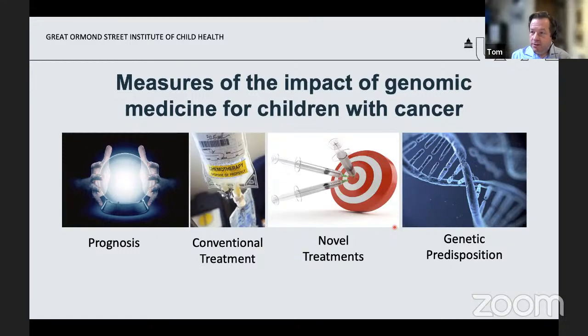A lot of the diagnostic changes we're interested in will change conventional therapy. It will change the radiotherapy regime. It will change the chemotherapy they get. Obviously, what the oncologists are very interested in is novel treatments and targeted therapies, and I'll talk about that a little bit later on. But that's going to be a minority compared to the ones where you're changing conventional therapy. And obviously, you want to identify the children that are likely to have a germline predisposition.